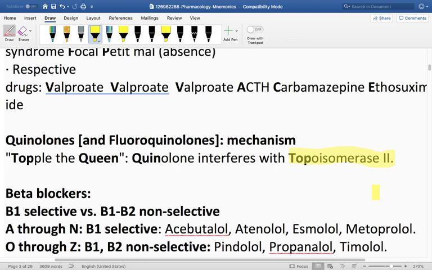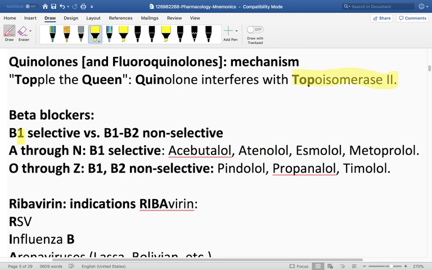Now comes the most important story, doctor. Which are beta 1 selective? Which are beta 1, beta 2 non-selective? Favorite question of the examiner. So let us develop a way by which we will be able to remember. Remember A through N, alphabet A through N.